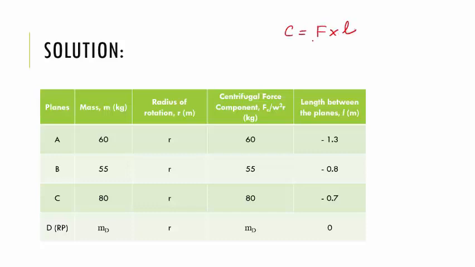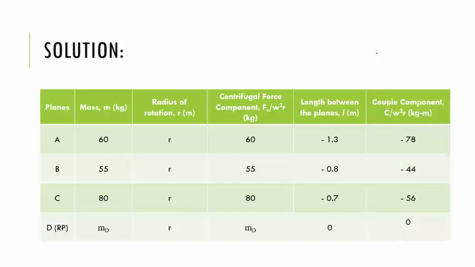Here centrifugal force is considered for the rotating masses. Here the centrifugal force component has been considered as Fc = m omega square r. So the couple component can also be calculated as Fc = m omega square r into L. So for each mass component we can calculate the couple components. By taking the plane D as the reference, all the three couple components have been arrived with the negative sign.